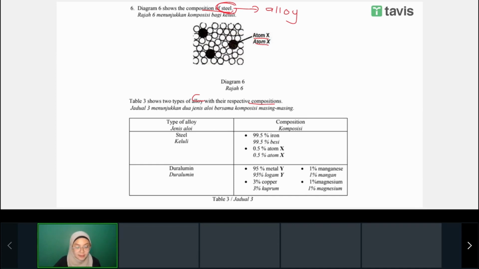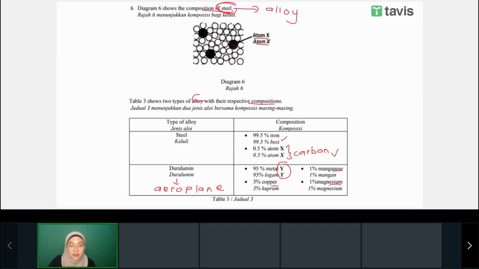Steel: 99.5% is iron, so another 0.5% is carbon. How about duralumin? If they give duralumin, please remember an aeroplane, the body of an aeroplane. 95% aluminium, 3% copper, 1% manganese, and another 1% magnesium.